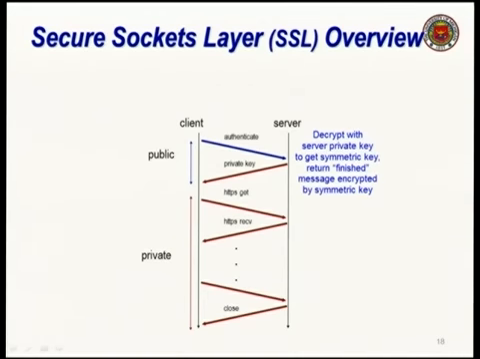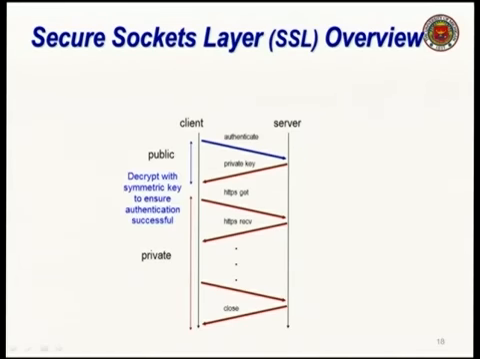The server decrypts it with its private key to get the symmetric key and then returns a finished message that's encrypted with the shared symmetric key that was passed in that original message that was encrypted with the public key of the server. Now, when that comes back, the client decrypts with the symmetric key it sent originally, and if it says finished, what does that mean? It means that this message was prepared by the holder of the private key matching the public key I originally encrypted with. That's authentication and then bootstrapping a symmetric key algorithm.